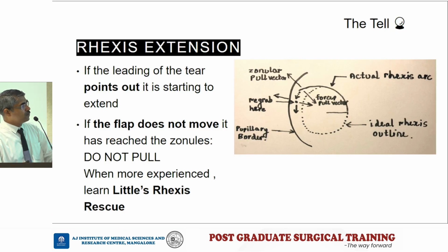So how do you know that the rhexis is going to extend? When you do a rhexis, if you folded the flap carefully, you will see that there's a right angle where the capsule is folded and the cut margin is. If you start seeing an acute angle, that means the angle is pointing outwards, and the rhexis is going to extend. Once you're trying to do the rhexis, if the flap does not move, it has already reached the zonules.